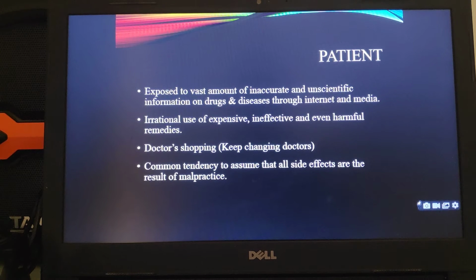Another important behavior we see in the patient is changing the doctor for the same illness, what is known as doctor shopping. It means the patient keeps going from one doctor to another asking about his illness. And because of this, he is more liable to suffer some side effects or some incompatibilities of drug prescription or drug doses.